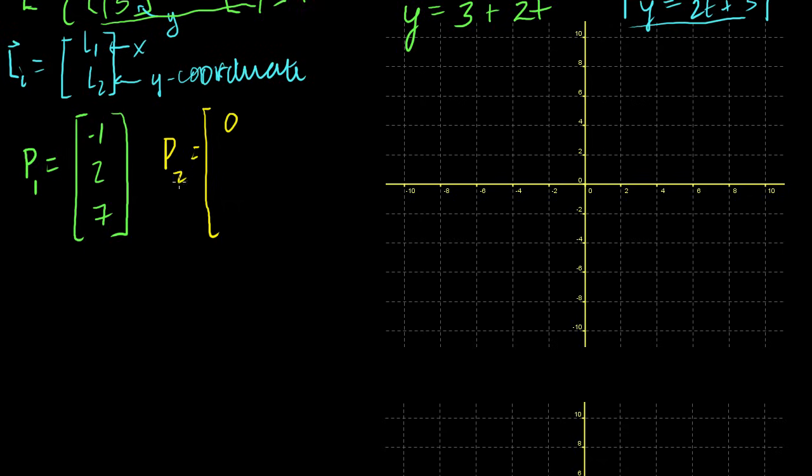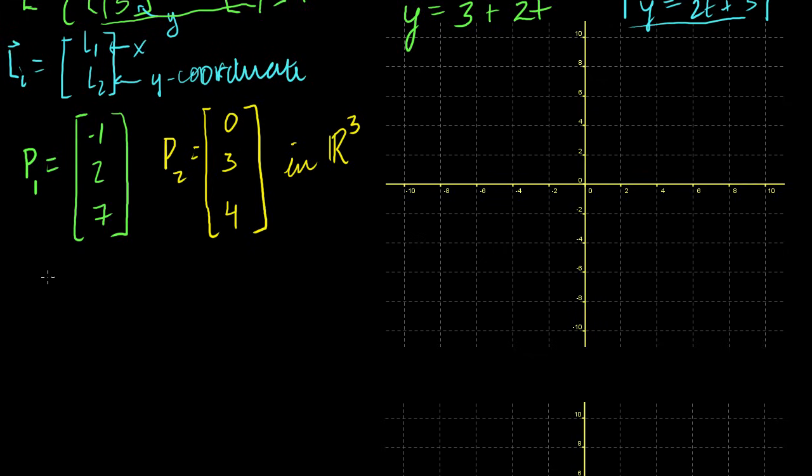Point 2, I don't know, let's make it 0, 3, and 4. Now, what if I wanted to find the equation of the line that passes through these 2 points in R3? So this is in R3.